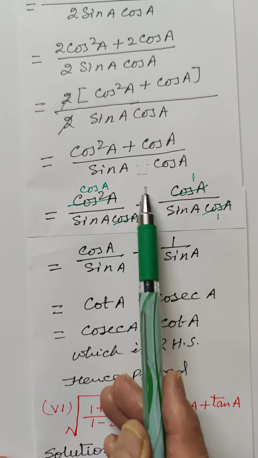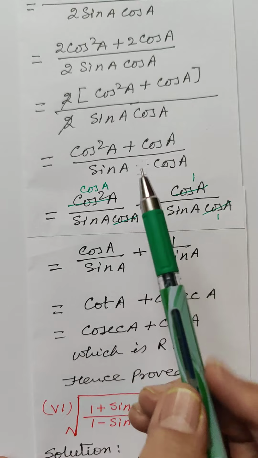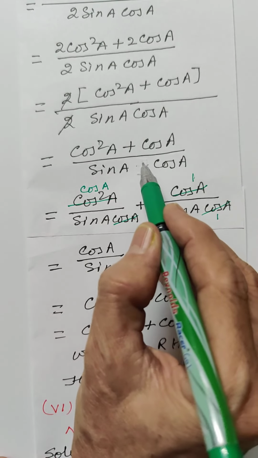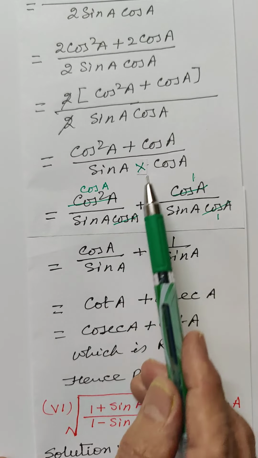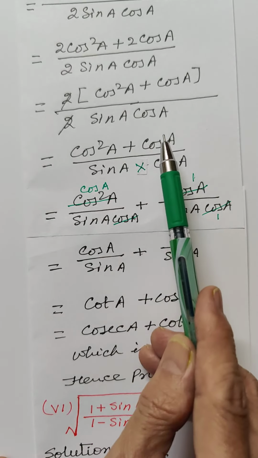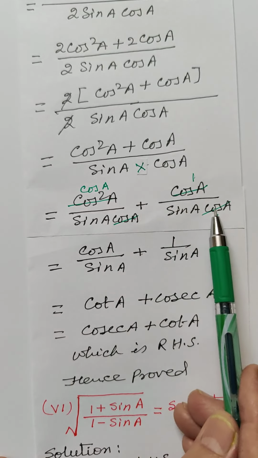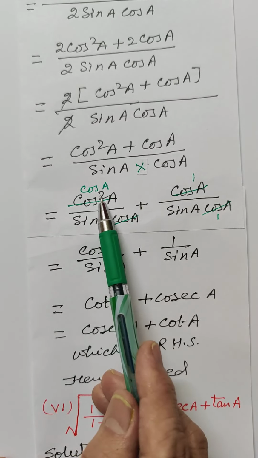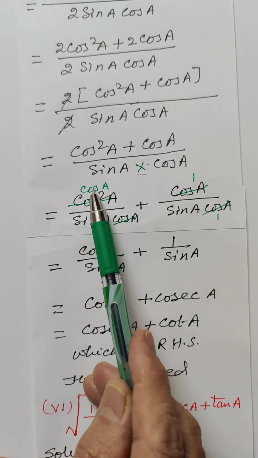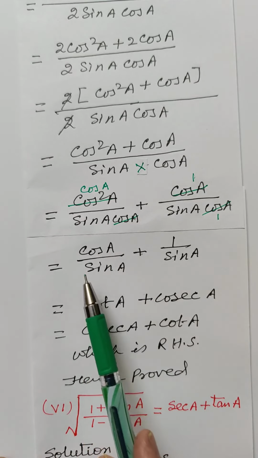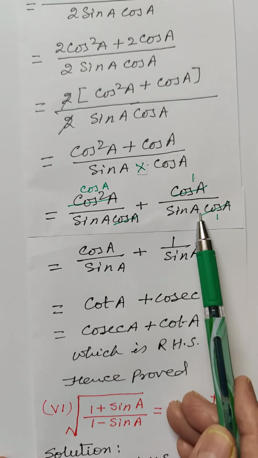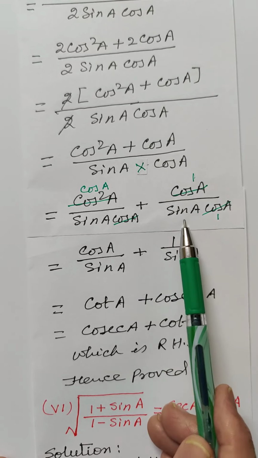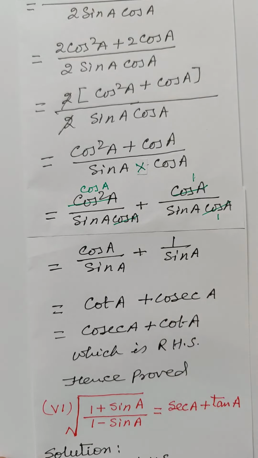Now, we distribute the sin A into cos A. Here it is cos square A upon sin A cos A, and plus cos A upon sin A cos A. This way. So cos square A is cancelled with this cos A, and we have got cos A in the numerator, and in the denominator sin A, cos A upon sin A. Here cos A is reduced with this cos A. We have got 1 upon sin A, so 1 upon sin A.